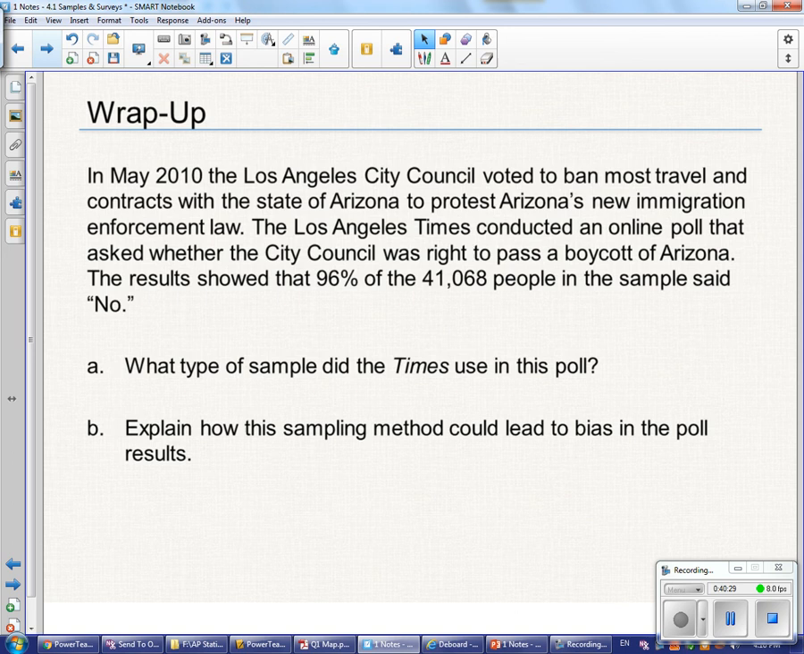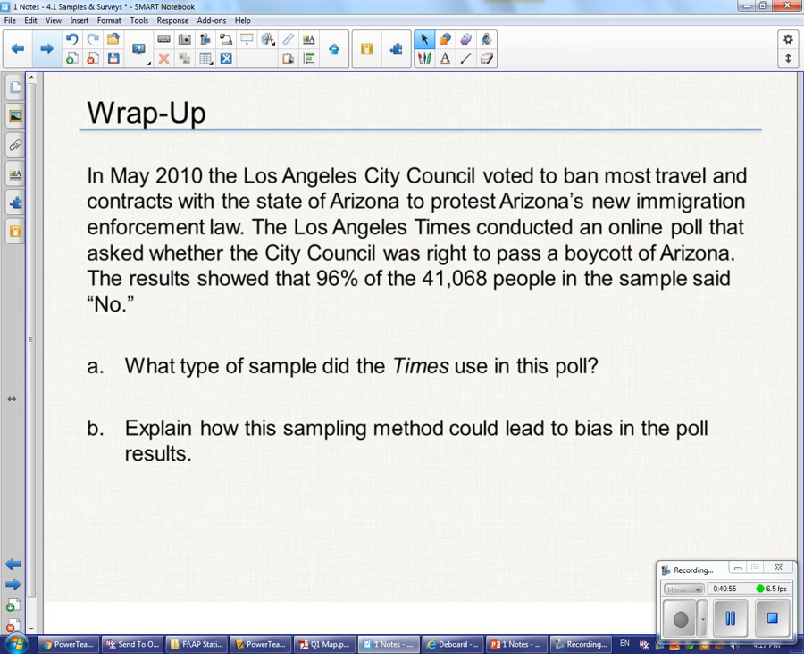But to wrap things up, I've got an example here. It says in May 2010, the Los Angeles City Council voted to ban most travel and contracts with the state of Arizona to protest Arizona's new immigration enforcement law. The Los Angeles Times conducted an online poll that asked whether the City Council was right to pass a boycott of Arizona. The results showed that 96% of the 41,068 people in the sample said no.